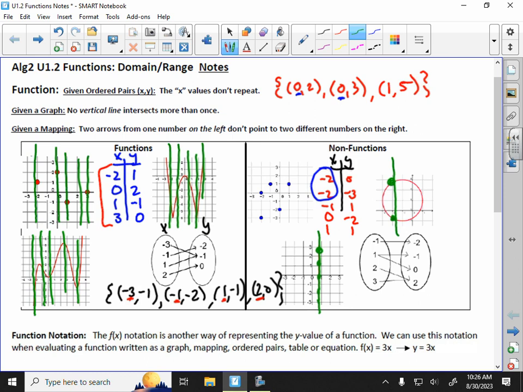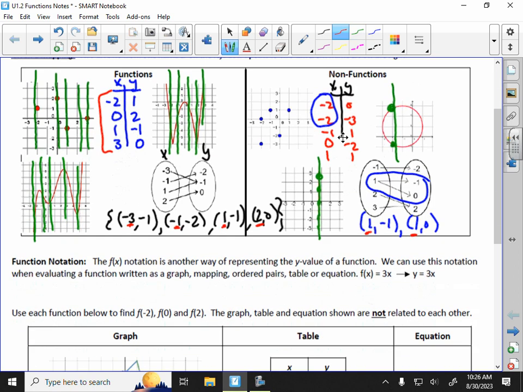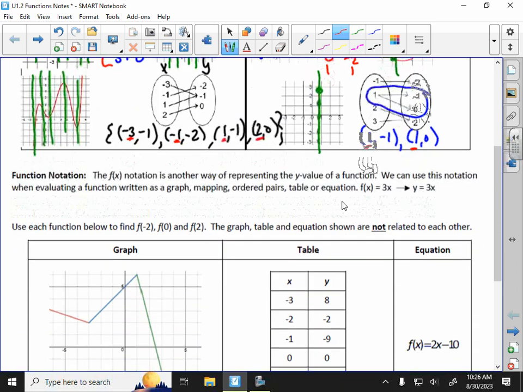For this mapping, I can see right here, this is the point that it fails, that it's not a function, because if you list out the ordered pairs, that's 1, -1, and then also 1, 0. All right, and now you can see that the x values have repeated. So the y values can repeat, it's the x values we don't want to repeat. All right, so that's how you can kind of determine if you have a function or not.